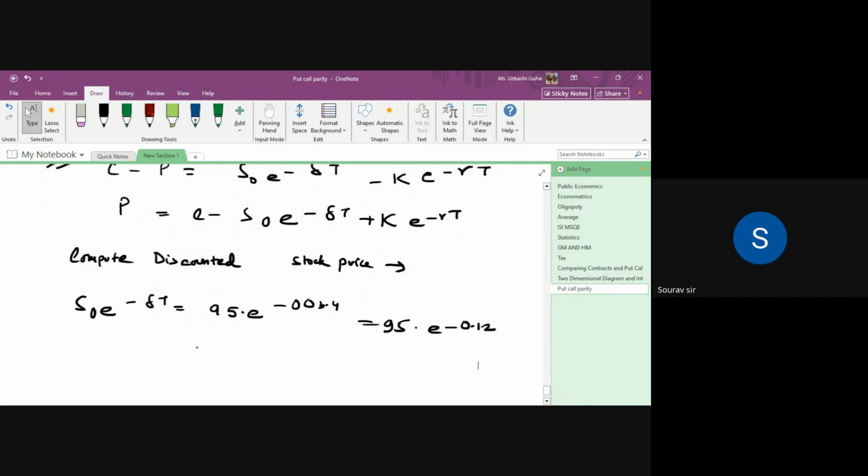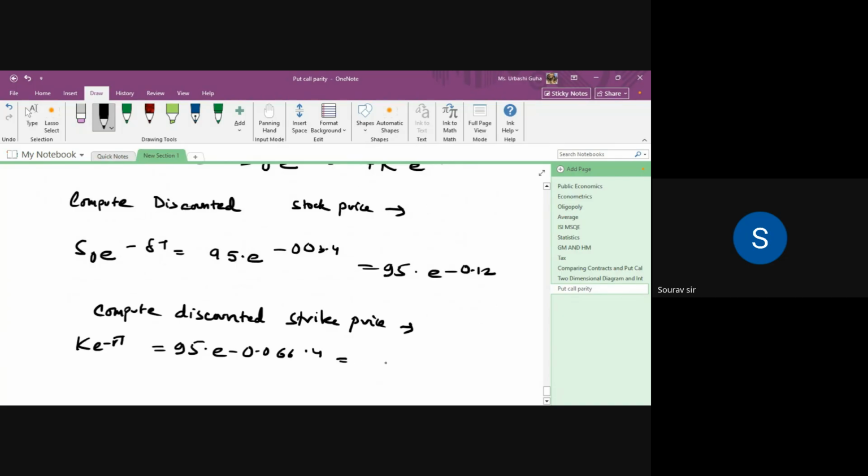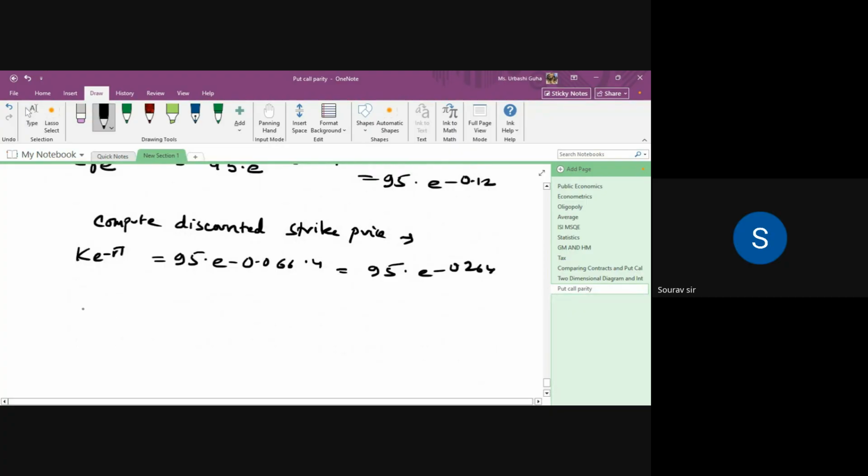Next, first we compute the discounted stock price, then we compute the discounted strike price. What is the strike price? K e to the power minus RT is equal to 95 multiplied by e to the power minus 0.066 times 4. That is around 95 e to the power minus 0.264. Okay. Now, what do you do?